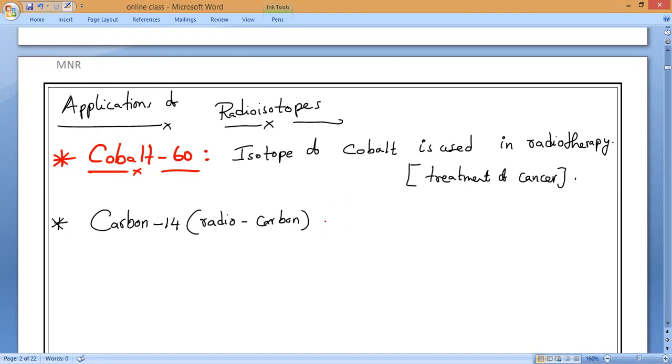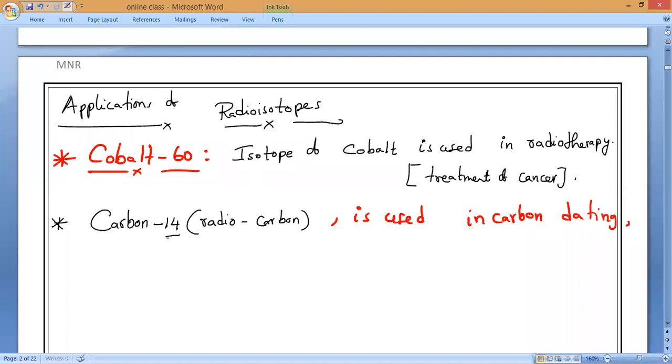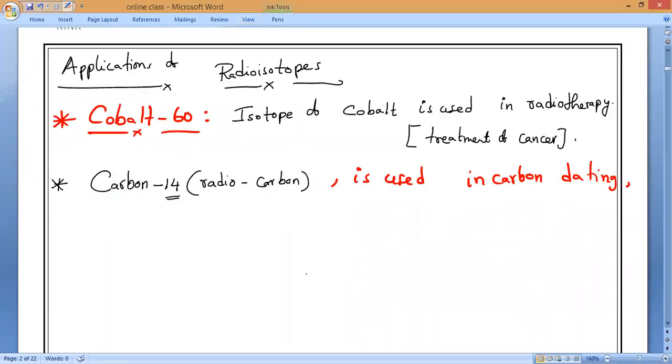What is the name of the process? Used in carbon dating. In the future, you might become archaeologists, so you might understand this. With the help of the carbon-14 isotope only, we identify which period a particular fossil belongs to, and everything about it. That is the estimation of the age of fossils.